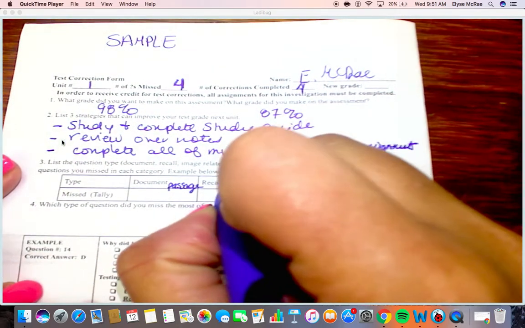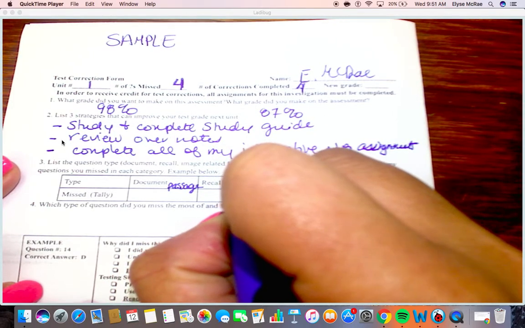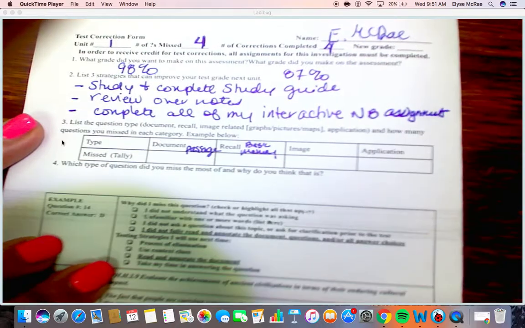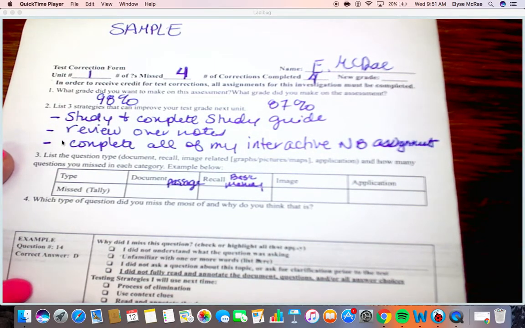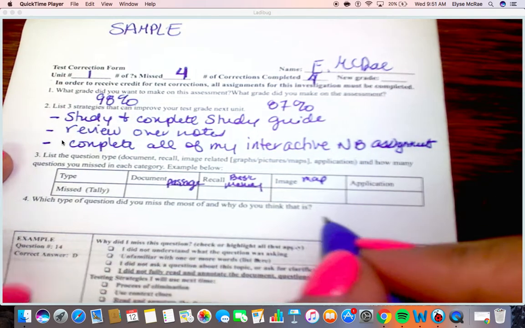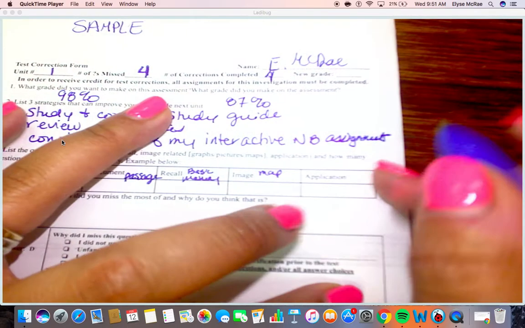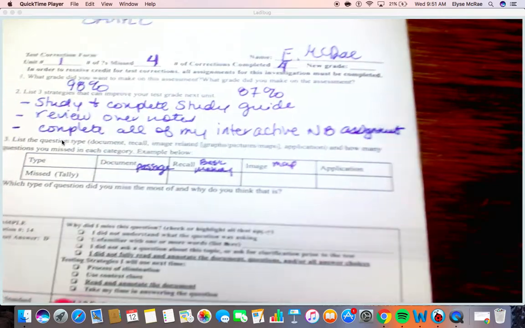Recall questions are basic memory. So that's going to be anything like, how many pillars of Islam are there? 5, basic recall. An image can be a map. An application is where you have to apply your knowledge, okay? So I'm going to leave that one, just application is what it is.